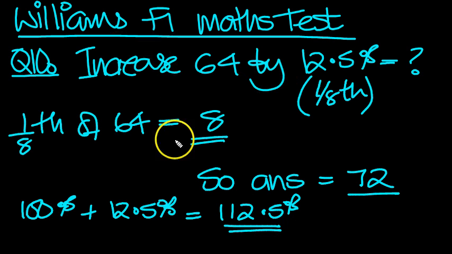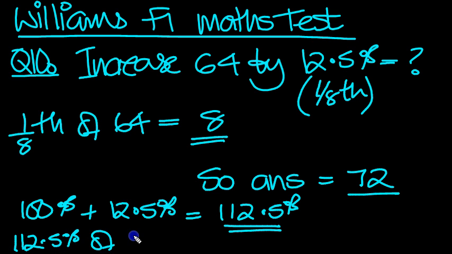So basically, this is another way of thinking about this, is 112.5% of 64. And 100% of 64 is 64. And 12.5% of 64 is an eighth. So you could work that out and do the maths as well if you wanted. But you're going to get 8, and then you get 72.